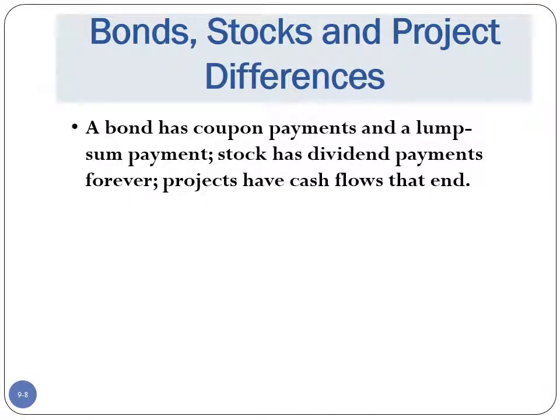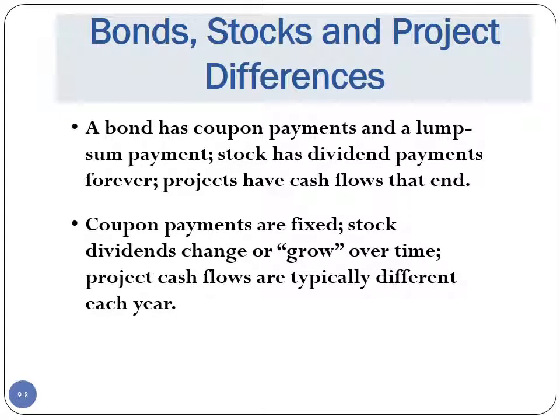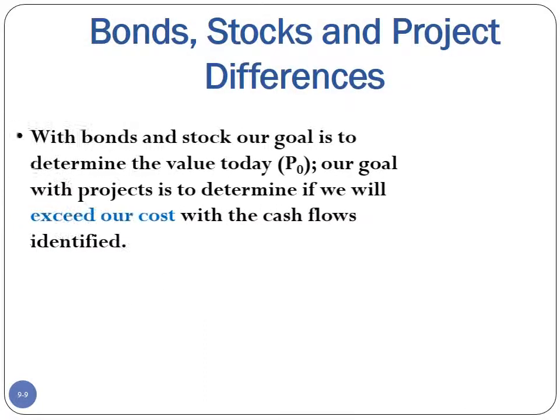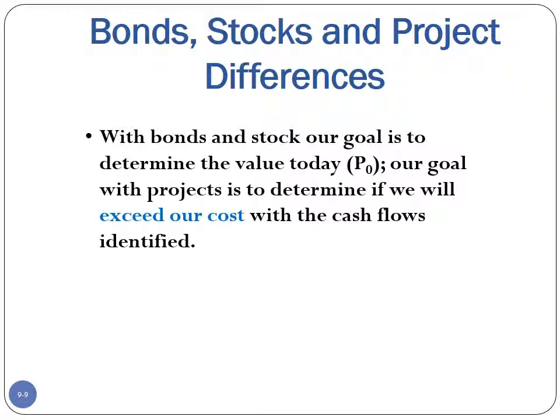A bond has coupon payments and a lump sum payment at the end. A stock has dividend payments forever, while projects have cash flows that end at the end of the project. Coupon payments for bonds are fixed. Stock dividends change or grow over time, or they may diminish. Project cash flows are typically different each year depending on the economic conditions and the progress of the project. With bonds and stock, our goal is to determine the value today. Our goal with projects is to determine if we will exceed our costs with the cash flows identified.